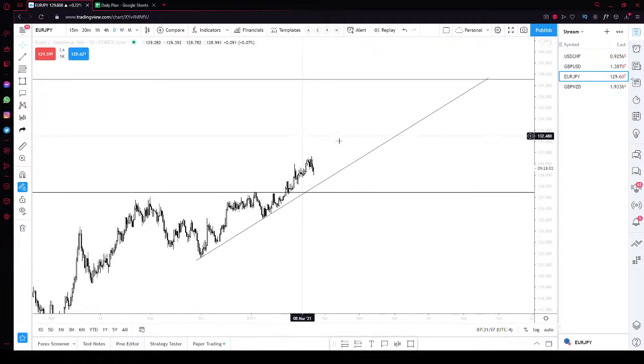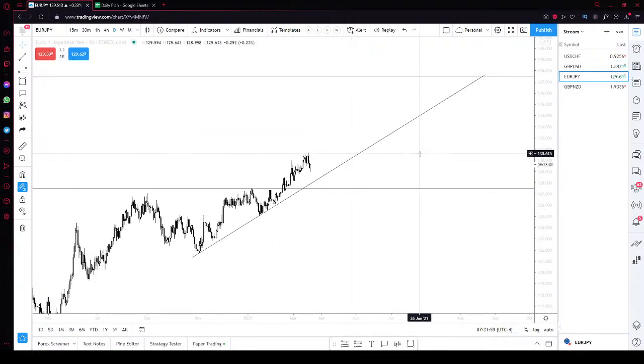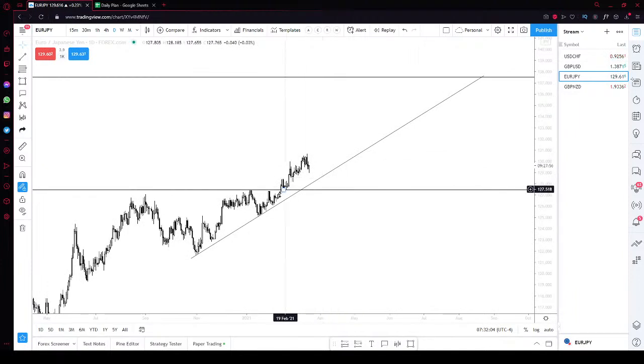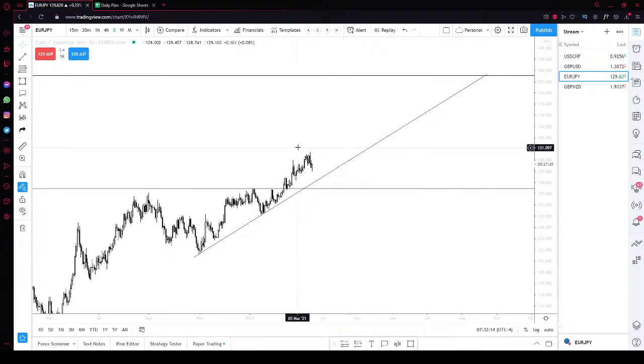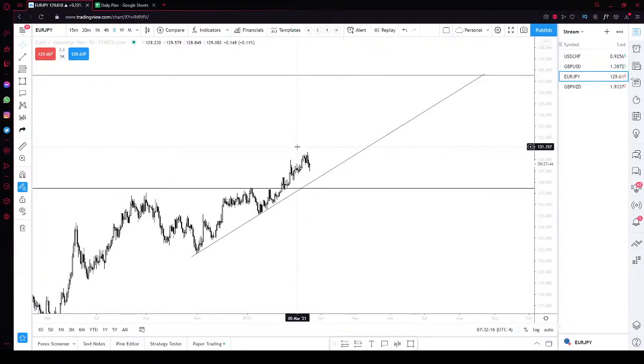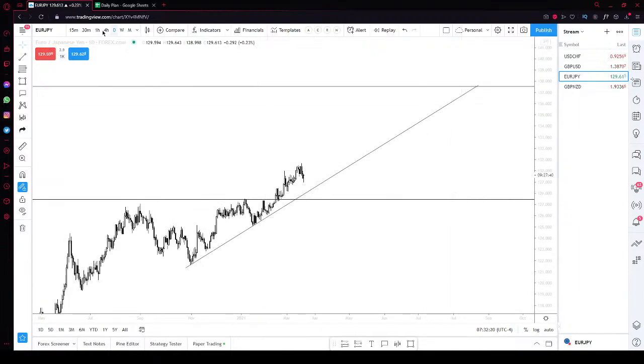So right now, it's not too clear to me, honestly. Now I do see a possible opportunity here, but it's not really clean, or at least as clean as I'd like to see it to identify. So I don't really like this opportunity right now.